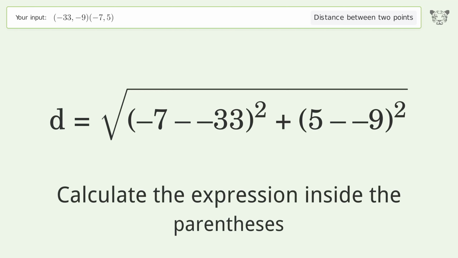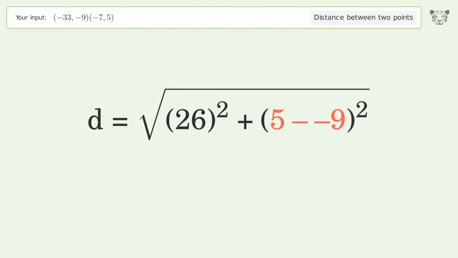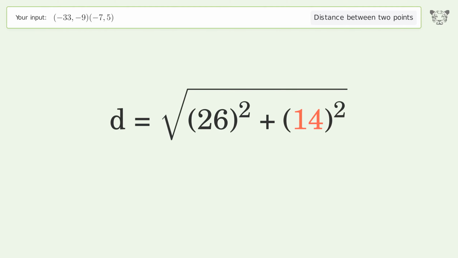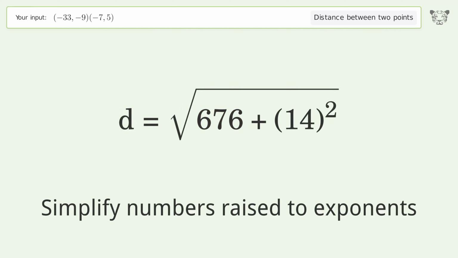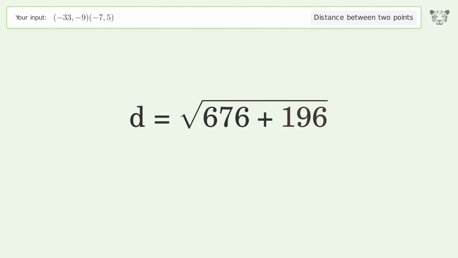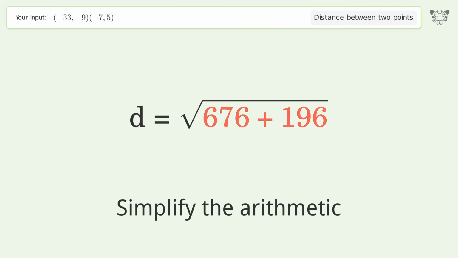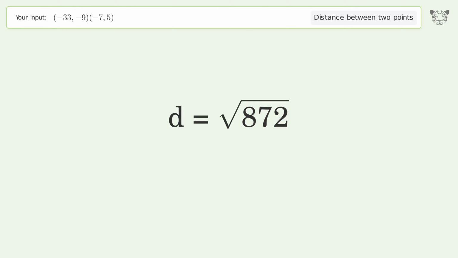Calculate the expression inside the parentheses. Simplify numbers raised to exponents. Simplify the arithmetic. And so the distance between the 2 points is the square root of 872, or 29.53.